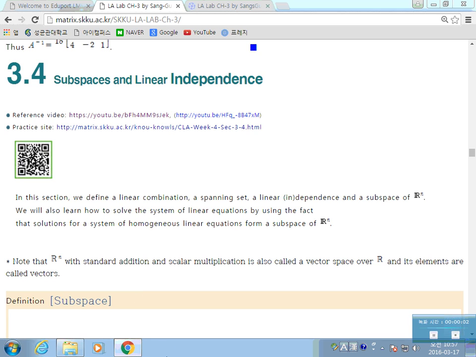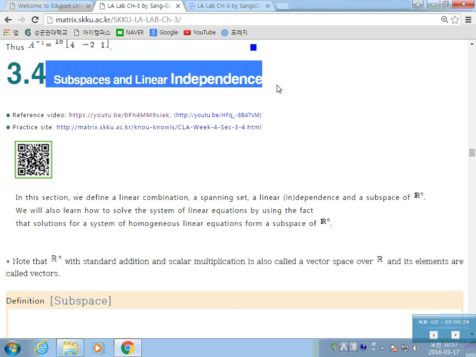Okay, we have covered up to section 3.3, elementary matrices, and how to find the inverse matrix of A by using Gaussian elimination. Today, we will finish up chapter 3, which starts from subspaces and linear independence, and the solution space and the special matrices.